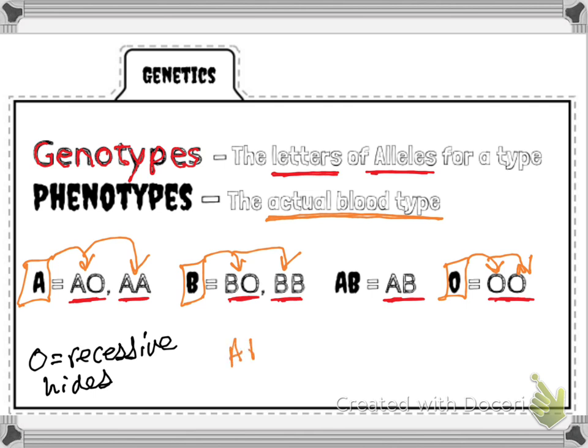So A and B are dominant, which basically means that they always show up. So the recessive always hides unless you have two of them, and the dominant always shows. If there's a dominant, that's what's going to show up. If you have two dominants together like this, A and B, then your blood type would be AB. You're going to see both the A and the B.